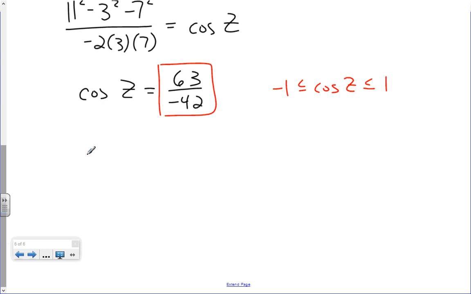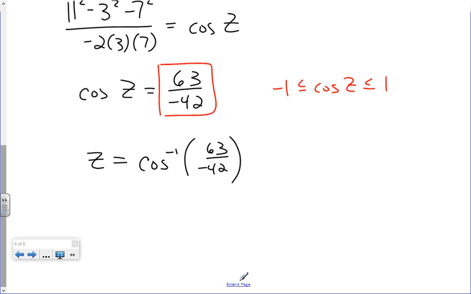you can move on to the next step and say, well, let's find out what Z equals. Let's take the cosine inverse of this 63 over negative 42. And again, maybe at this point you recognize you have a problem, because the domain of cosine inverse is the same as the range of cosine that we have up here. So I can't plug in a value that's, in this case, less than negative 1. I'm going to have a problem here.